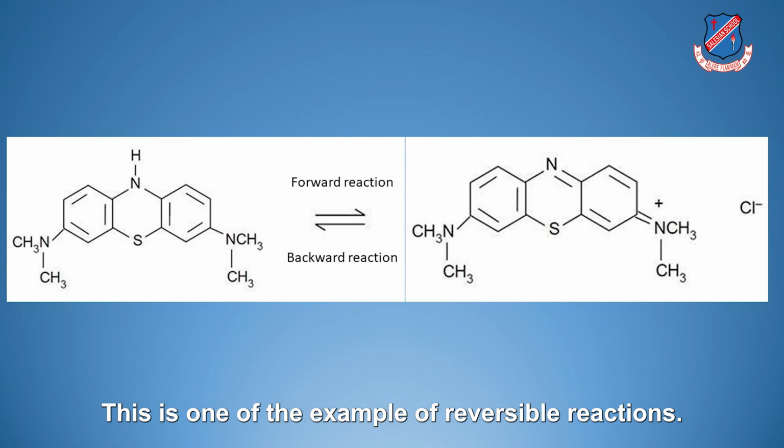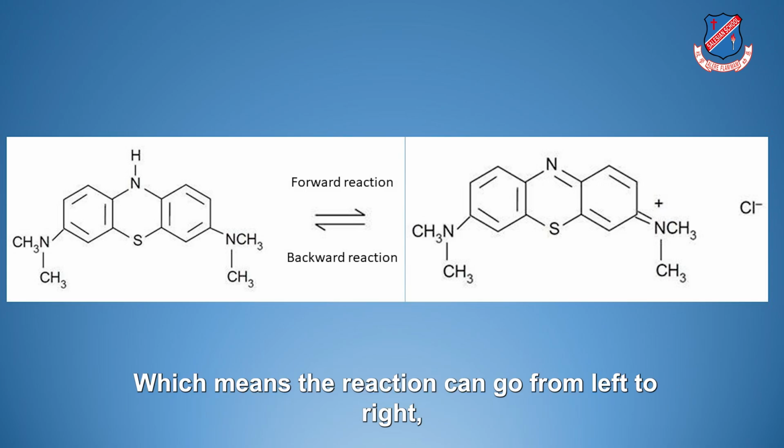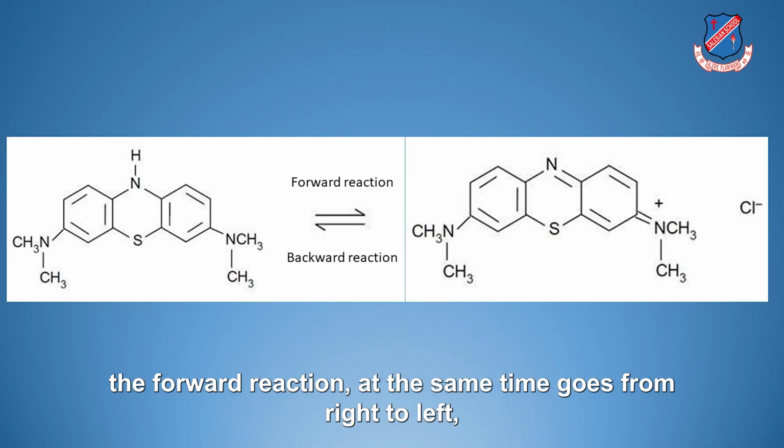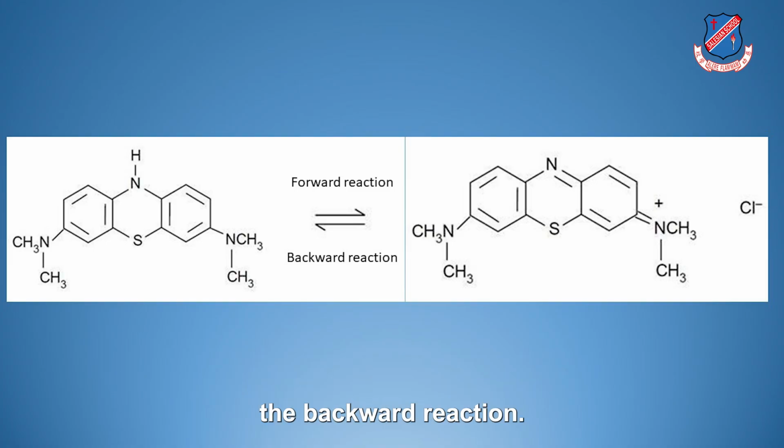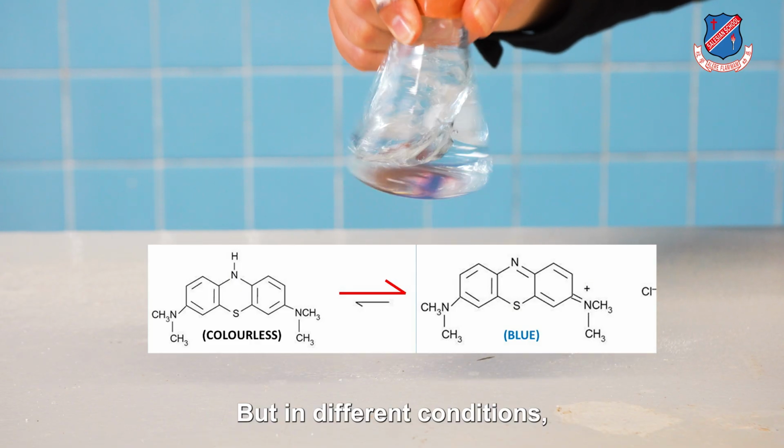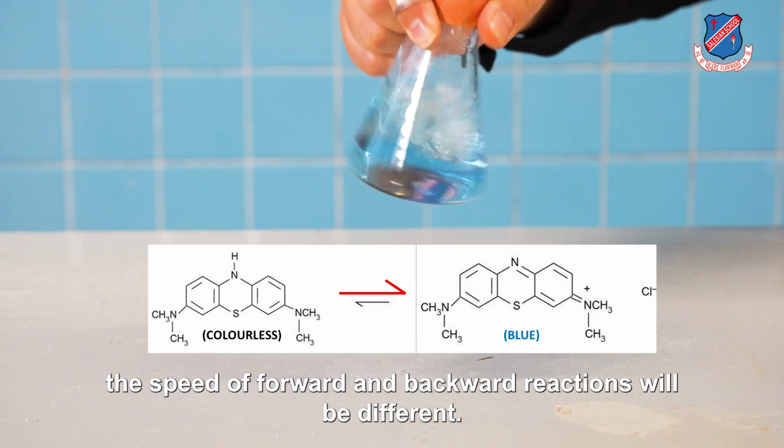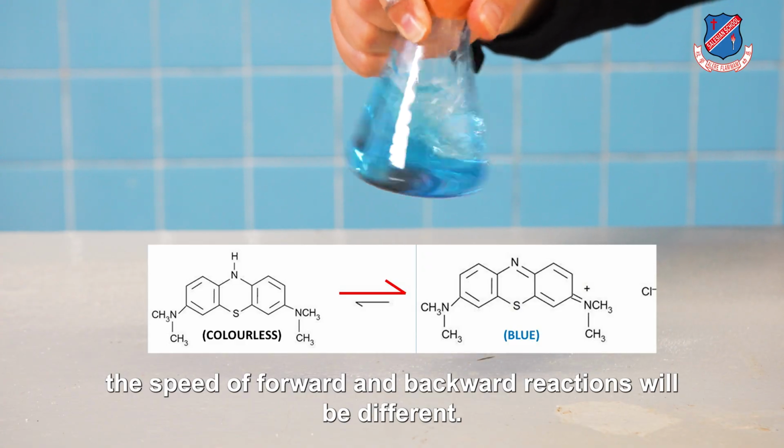This is one of the examples of reversible reactions, which means the reaction can go from left to right, the forward reaction, and at the same time goes from right to left, the backward reaction. But in different conditions, the speed of forward and backward reactions will be different.